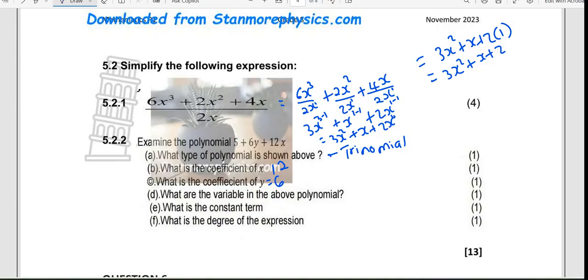What are the variables in the above polynomial? The variables are x and y. What is the constant term? The number that does not have a variable. The constant term is 5. What is the degree of the expression? The degree of an expression is the highest exponent, and the highest exponent we have is 1. So it is first degree.